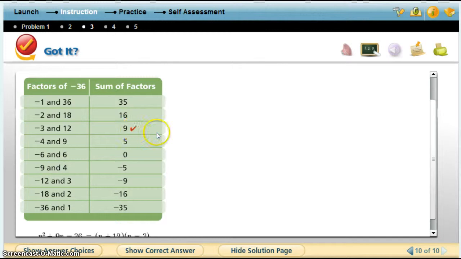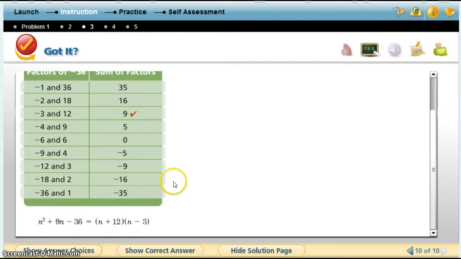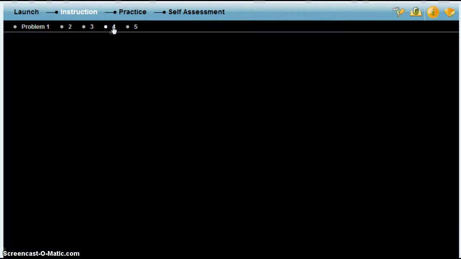And the only one that gives you a sum of a positive 9 is when 3 is negative and 12 is positive. And notice that 12 and 3 are within 9 of each other. Like the example suggested, another way to solve that is to think of numbers that are within 9 of each other and then figure out which one's going to be negative and which one's going to be positive. In this case, it's a positive 12 and a negative 3. All right, so let's look at one more example.